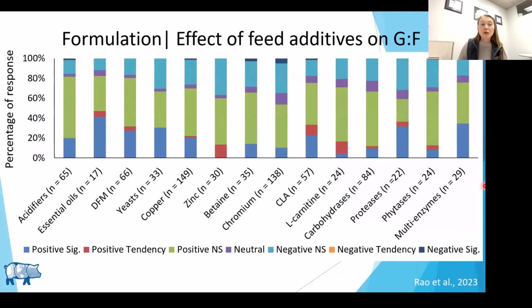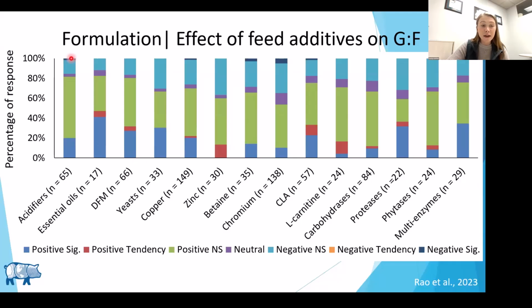Now, moving on to how we can formulate the diet, now that we've talked a little bit about the individual ingredients, one thing that's very common that people look at is feed additives. A student conducted a large meta-analysis looking at all types of feed additives in growing finishing pigs, specifically their impact on feed efficiency. So how can we improve the efficiency during the growing finishing period when those pigs are consuming the most feed?